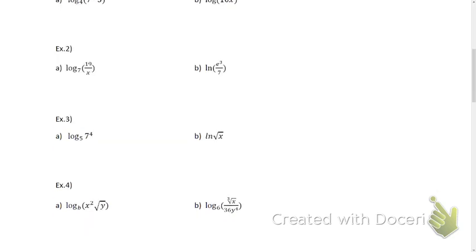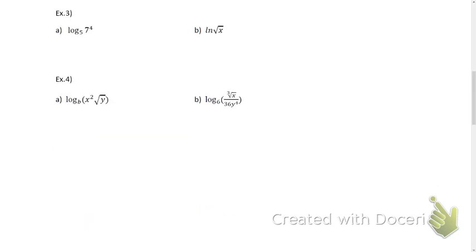So on number 3, we have an exponent in 3a right here, and according to that power rule at the top of the page, we can rewrite this as log 5, 7. And that's all I'm asking you to do on a problem like this.